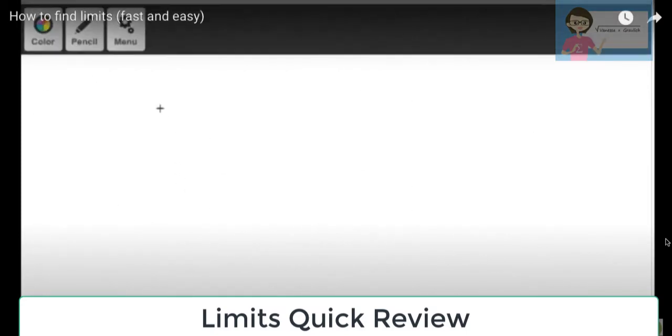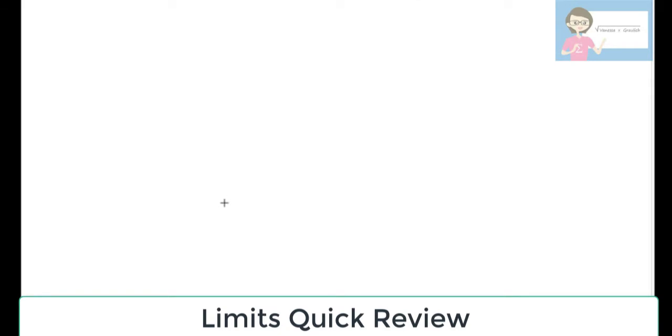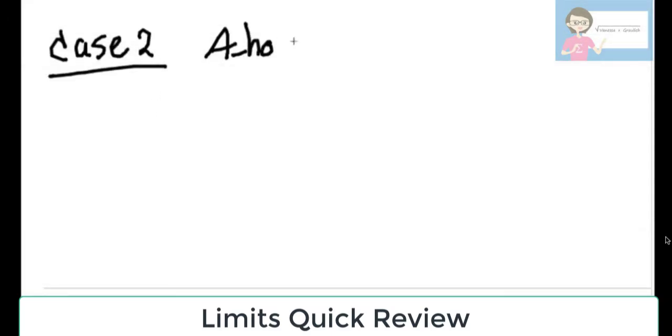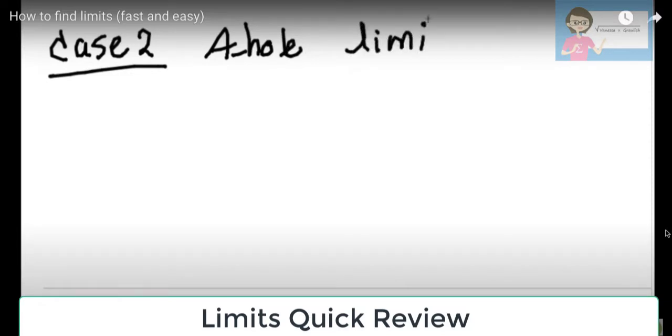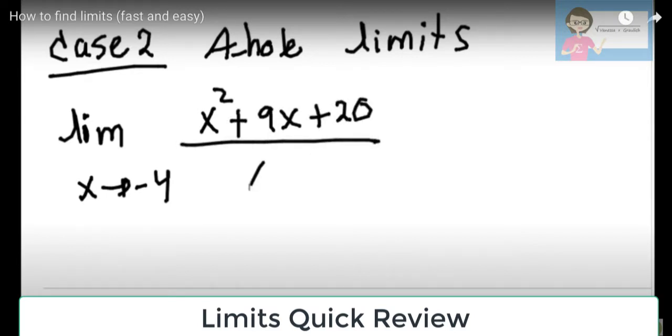Let's go ahead and do another AHole limit. So let me go ahead and erase this. And again, this is a crash review. We already went through the happy limits, and now we are on case number 2, and let's do another one of the AHole limits. And look what's going to happen. Let's say that we have the limit when x approaches -4 of x squared plus 9x plus 20 over x plus 4.